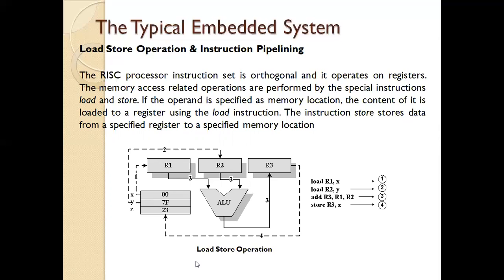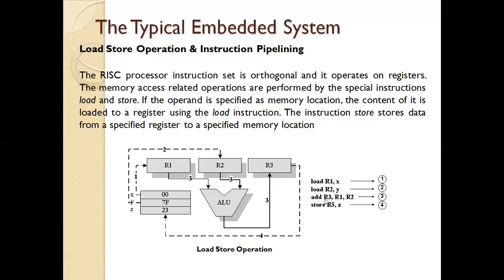We can see this load store operation, a simple example. There are three variables x, y, z. X has some value, 007f23. Some small program is written: load r1 comma x, load r2 comma y, add r3, r1, r2. Let us see how the load and store operations are done in the processor or a controller.